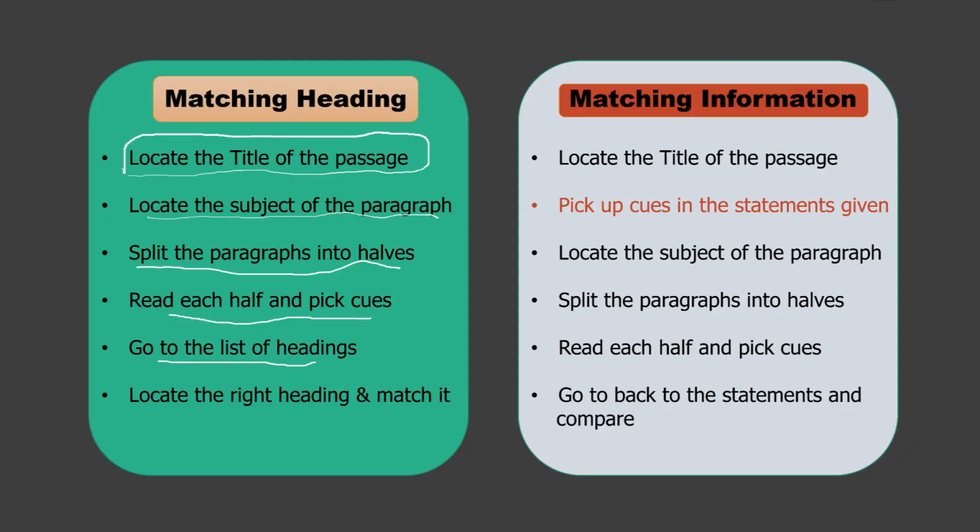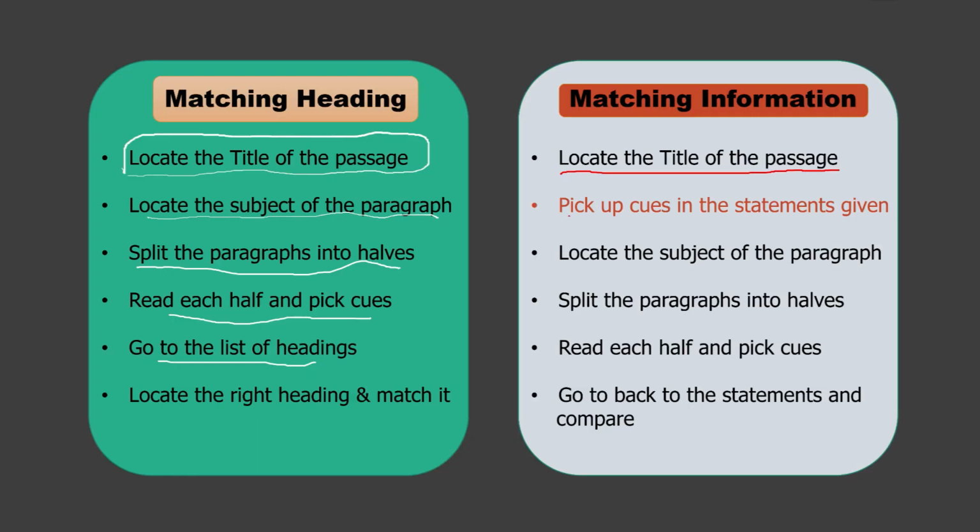And then we're going to talk about the matching information. How do you approach it? It's quite similar to the matching headings, just that there are a few bits and pieces that we have to look at. So you could see that locating the title of the passage is still important. Once you have located the title, the next thing you have to do is to go to the statements that have been given. Usually the maximum is 4 or 5. And then you have to pick up cues in the statement given. You have to summarize it in a way that you would understand.